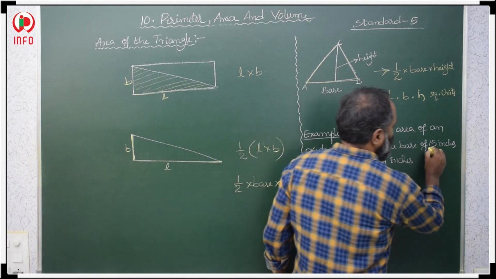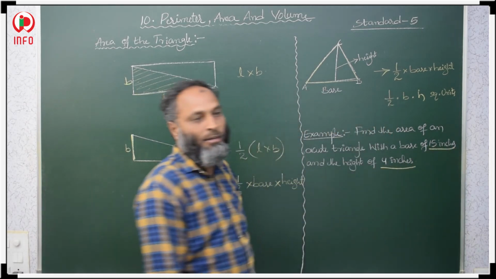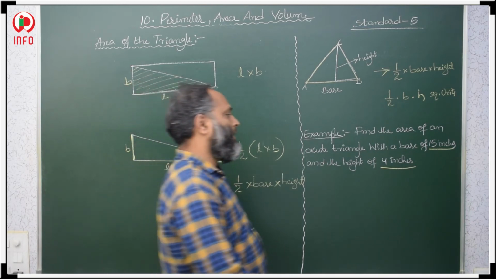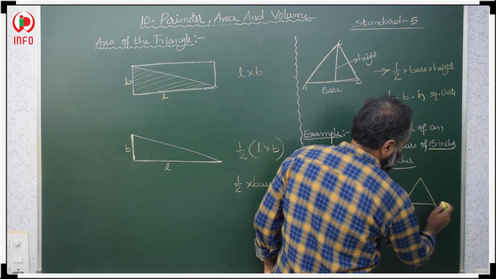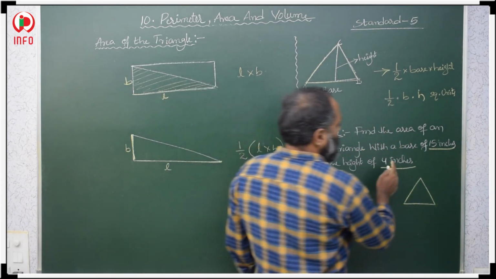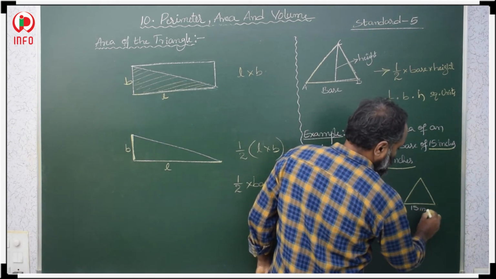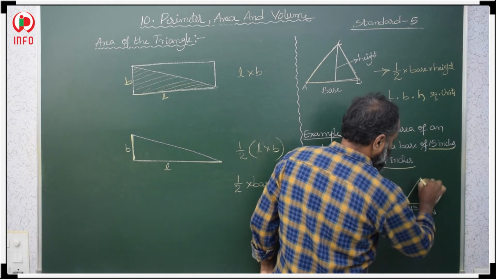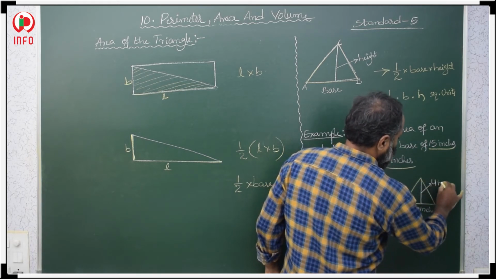Base is given as 15 inches and height is given as 4 inches. Draw one acute triangle. This is an acute triangle, all angles are less than 90 degrees. Here, the base is given as 15 inches, and the height is given. What is this height? Height is 4 inches.